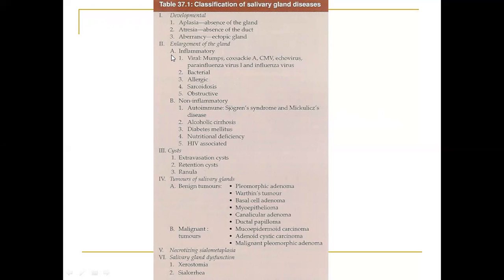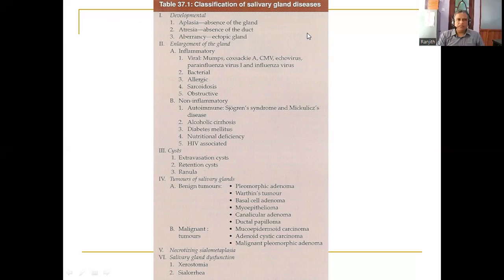The second classification is the enlargement of glands. So enlargement can be due to inflammation and enlargement due to other factors, which is non-inflammation. Now, enlargement due to inflammation, or inflammatory enlargements, are caused by viral, bacterial, allergic, sarcoidosis, and obstructive causes. These are the causes that are very common in salivary infections.